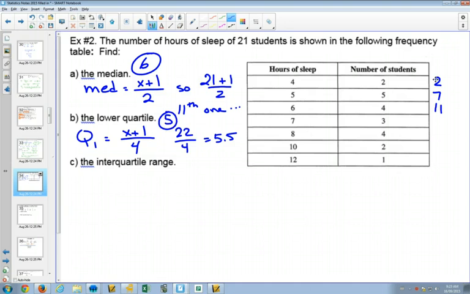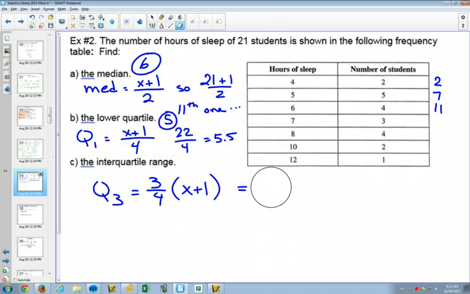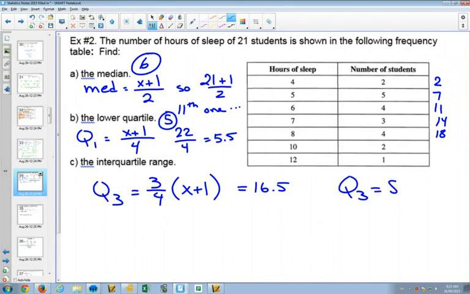And similarly, if you wanted to find quartile 3, that's going to be 3/4 of however many terms that you have plus 1. So if you did 3/4 of 22, you're going to get 16.5. So it's going to be between the 16th and the 17th one. While we're at 14 here, we're going to get to 18 here. Both the 16th and the 17th one happen at 8. So Q3 will equal 8.